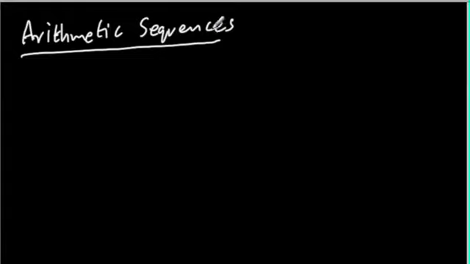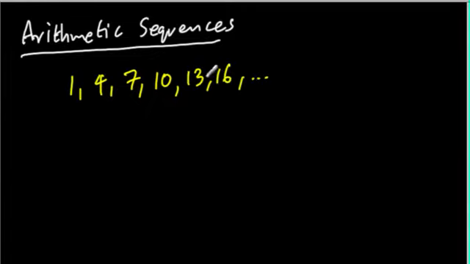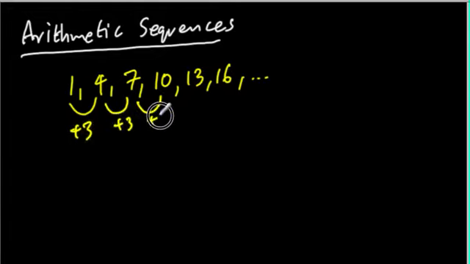Arithmetic sequences. So let's remind ourselves what an arithmetic sequence is. I'll give you an example: 1, 4, 7, 10, 13, 16, and so on. If we observe the pattern, we can notice that there is a common difference of 3. Each time I'm adding 3, and this is known as an arithmetic sequence.